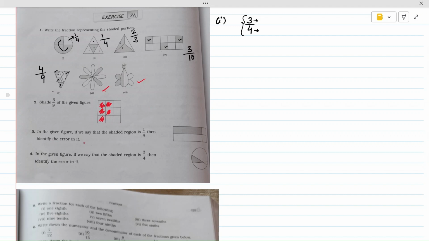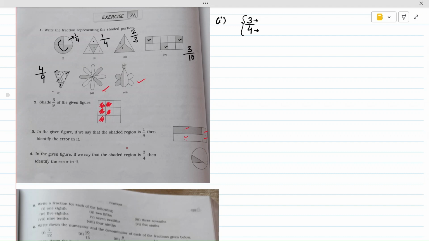Next, in the given figure, if we say that the shaded region is 1 by 4, is it correct? Then identify the error in it. So kids, whenever we say that this much portion is shaded, like in the above questions also, always keep in mind the portions should be of equal size. If you see this figure, we have 4 portions but the sizes of them are not equal. Only 2 of them are equal to each other. These 2 are equal to each other and these 2 are equal to each other. That means this figure is not properly divided into equal parts. These are unequal parts. So we cannot say that this shaded region is 1 by 4th of the total figure.